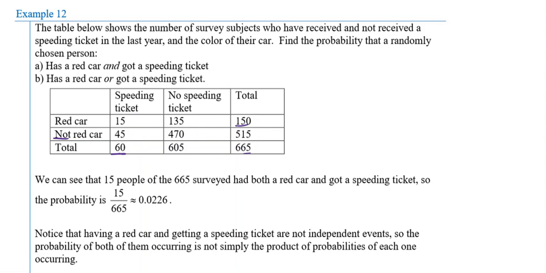All right, so in this case, we can see that 15 people, just these 15, had both a red car and got a speeding ticket. That's where they intersect there. So that's really just 15 over the total. The total of people surveyed was 665. And that's it. So that'd be your and probability.